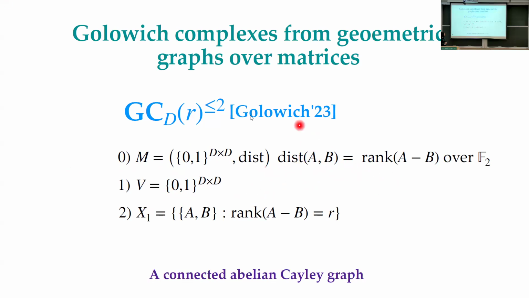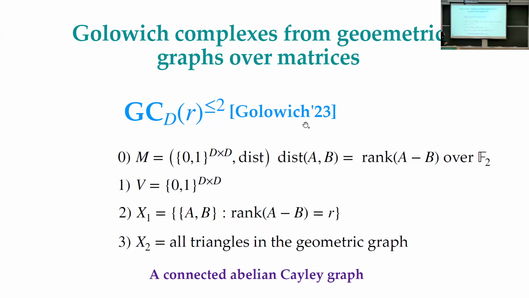So we can still construct a geometric graph this way by taking all the 0, 1 matrices and connecting two matrices if their rank difference is small. This still gives us an Abelian Cayley graph, so this is still an Abelian complex. And again, we add two-dimensional structure by adding all triangles as order 3 hyperedges.